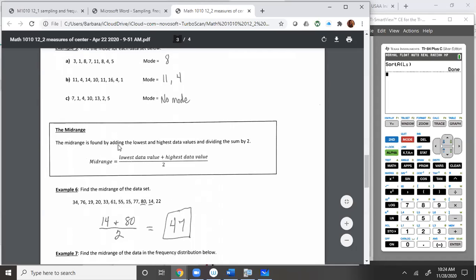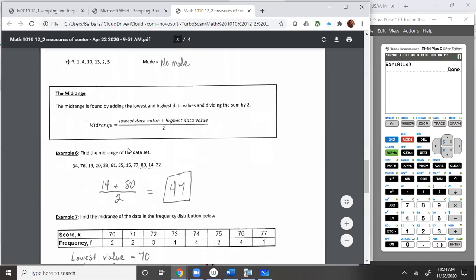The mid-range is found by adding the lowest and highest data values and then dividing the sum by 2. So here's the formula. Let's find the mid-range of the data set number 6. 34, 76, 19, all these numbers, right? So we're looking for the lowest data, and I'm going to underline that. This is 14. The highest data value is 80. We're going to add those numbers up and then divide by 2. And we get 47. So the mid-range of this data is 47.